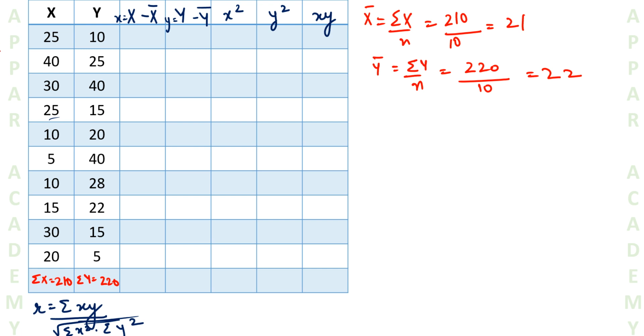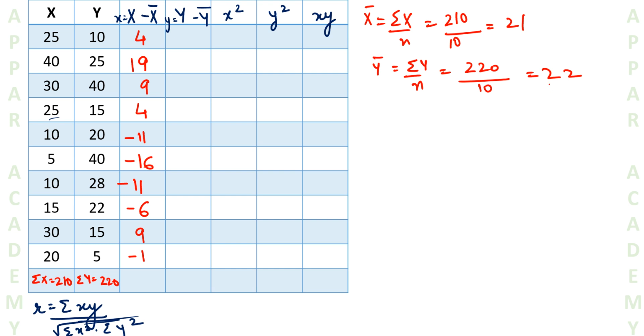Now we need x minus x bar. So that is 25 minus 21, which is 4, then 40 minus 21 is 19, 30 minus 21 is 9, 25 minus 21 is 4, 10 minus 21 is minus 11, 5 minus 21 is minus 16, minus 11, then it becomes minus 6, 9, and 20 minus 21 is minus 1. Similarly, we need y minus y bar. Let's first complete the table.